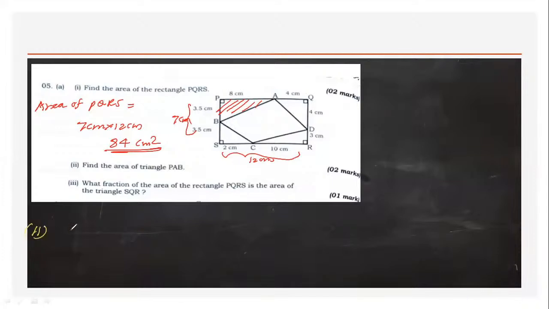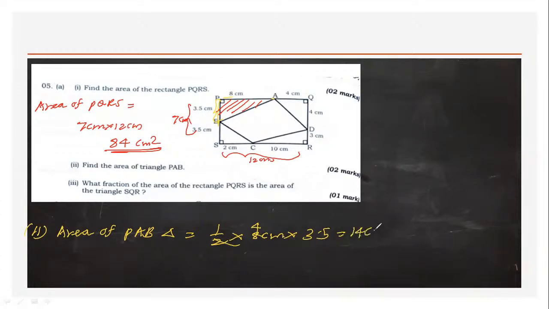That is second part. Area of PAB triangle, half into base 8 centimeter into perpendicular height. Here to here height is 3.5. 4 times 3.5, 14 square centimeter, right? Next one.